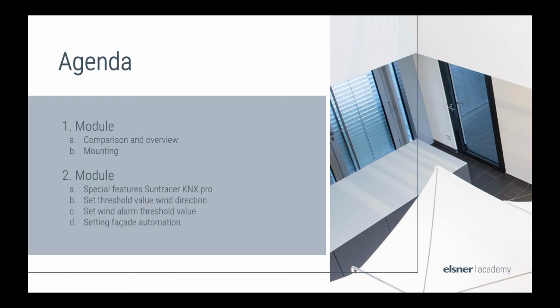In the second module, we'll go a bit more detailed into the special features of the SunTracer KNX Pro. We will talk about how to set the threshold value of wind direction, also have a look at the ETS file. We will also learn how to set the threshold value of a wind alarm and in general how to set up a facade automation. So after the first module, you will be able to select the appropriate Elsner weather station for your project and also how to distinguish a good mounting of a weather station from a bad mounting.